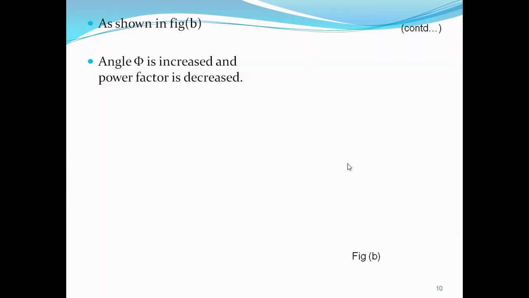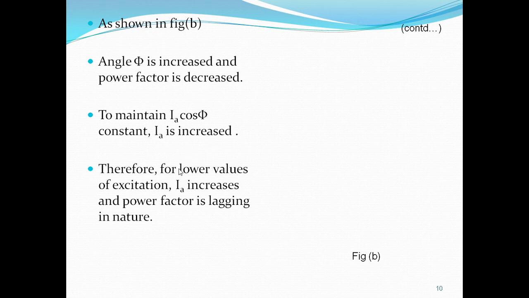Clockwise direction, IA also. So the angle pi is increased and power factor is decreased. So that means current is increased, power factor is decreased. Hence, the current is increased. So both are inversely proportional. As power factor is decreased, armature current is increased. Therefore, lower value of excitation, that is under excitation, IA increases and power factor is lagging.